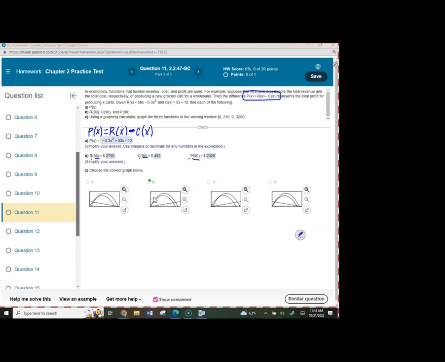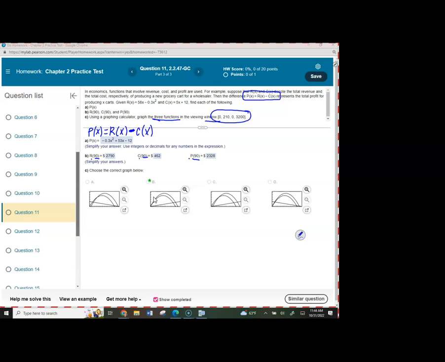The last one is saying now graph all three. Look right here. Use a graphing calculator, graph all three, and then they tell you the window. So you're typing R in one of them, you're typing C in another one, and then you've got to type your function P in another one. Okay. Well, mine's saying it's wrong when I typed it in. Make sure you're using minus signs instead of the little negative.